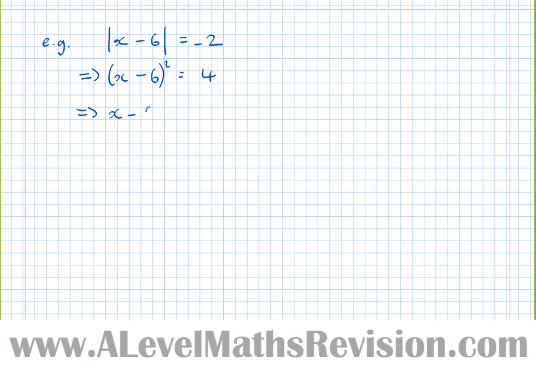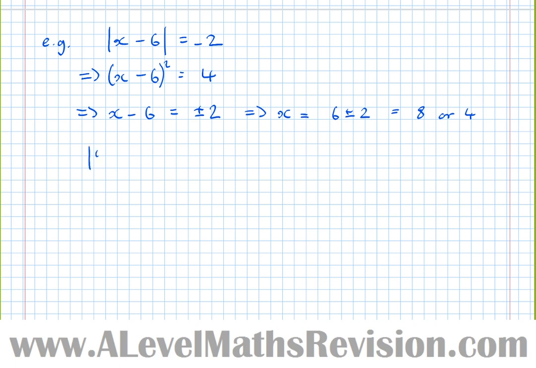So x minus 6 equals plus or minus root 4, which is plus or minus 2. Which means that x equals 6 plus or minus 2 equals 8 or 4. So we've got two answers, 8 and 4. Let's check them in the original equation.